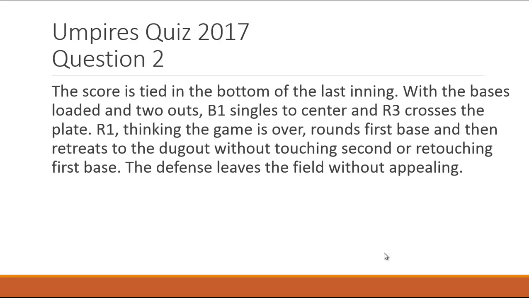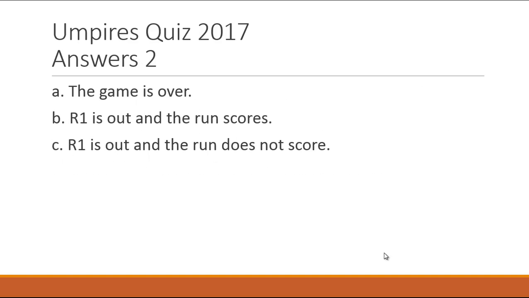Let's take a look at question number 2. We've got a tie score in the bottom of the last inning, whatever the last inning happens to be. Bases loaded, 2 outs, batter singles to center, and the runner from third crosses the plate. Now the runner at first, thinking the game is over, rounds first base and then retreats to the dugout without touching second or retouching first base. The defense leaves the field without appealing. So we got a bunch of things going on here. Let's take a look at the answers that are applicable or potentially applicable.